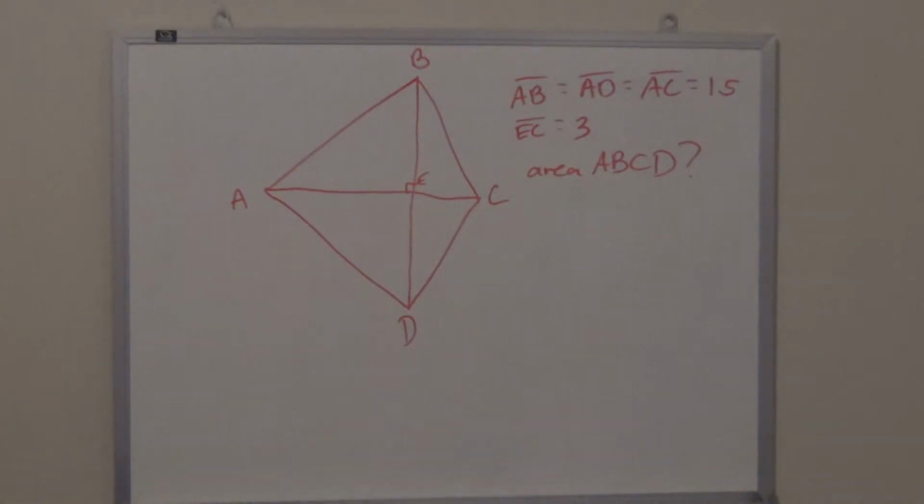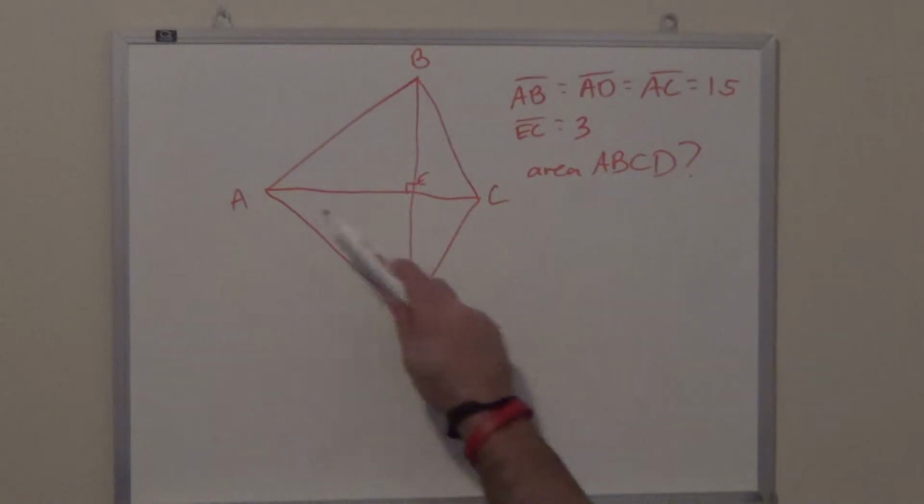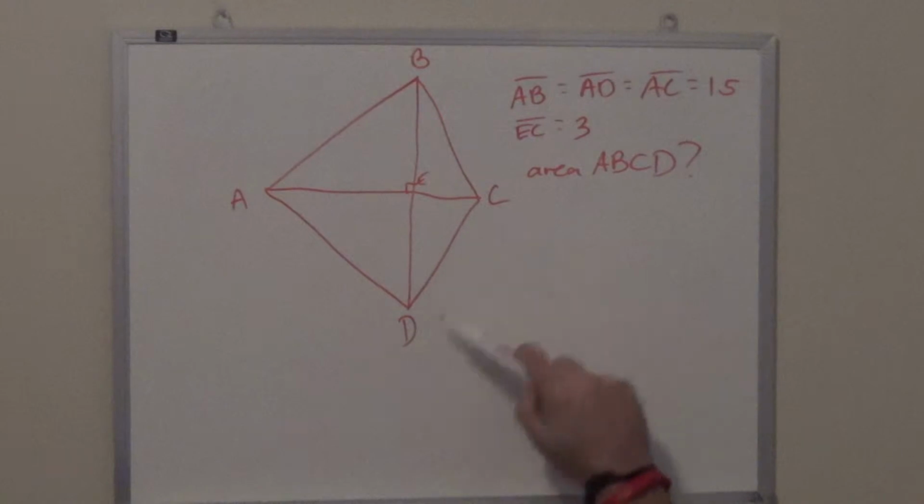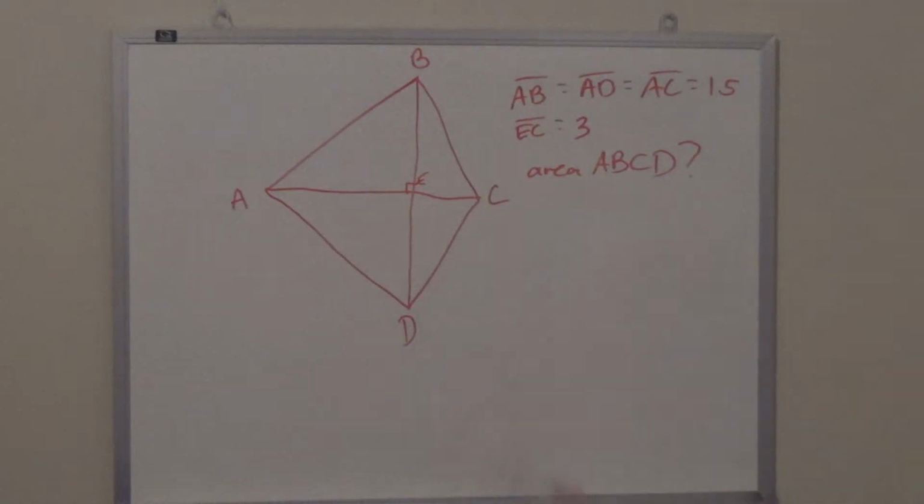Alright, here we go today. Let's see what we got today. Looks like today we have a kite, or some kind of quadrilateral, excuse me. A, B, C, D here. They've given us some information.